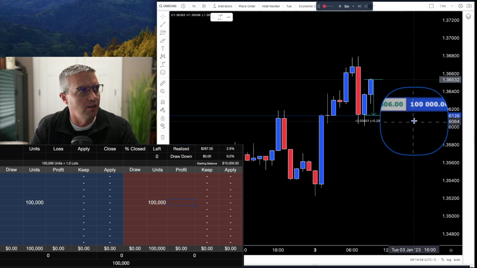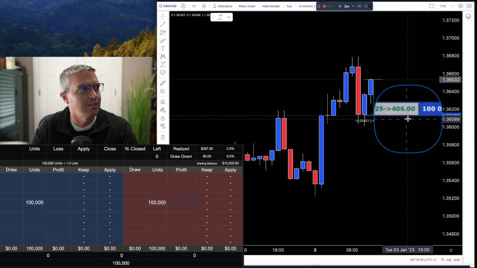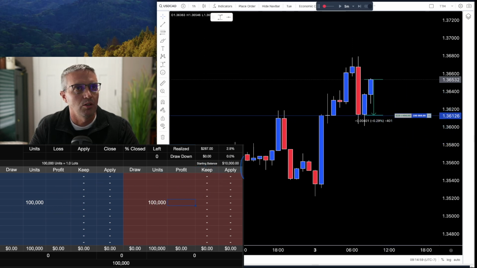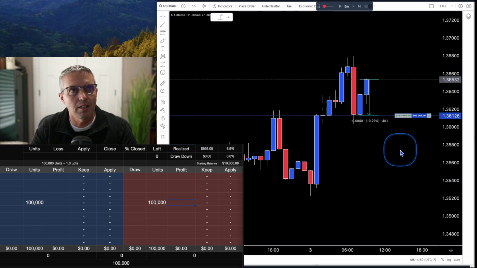We have a 100,000 unit position that's in the money, $406. So we get to pocket all 406, the coveted clean trade. Fancy. So now we're up $693.